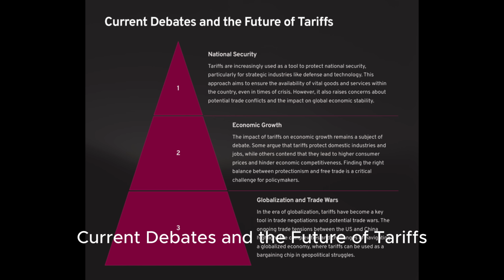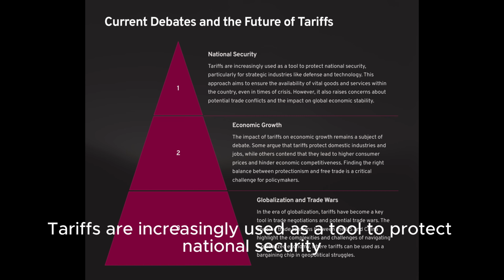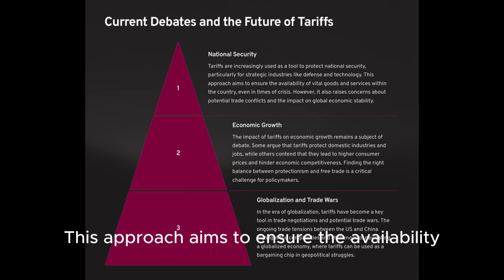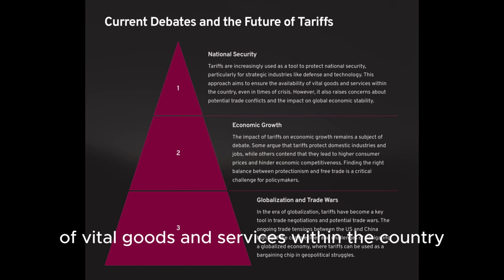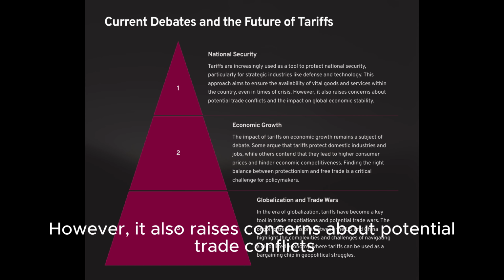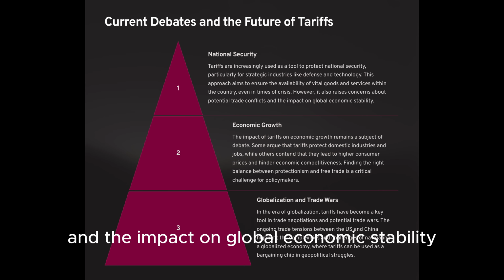Current debates and the future of tariffs. National security: tariffs are increasingly used as a tool to protect national security, particularly for strategic industries like defense and technology. This approach aims to ensure the availability of vital goods and services within the country, even in times of crisis. However, it also raises concerns about potential trade conflicts and the impact on global economic stability.